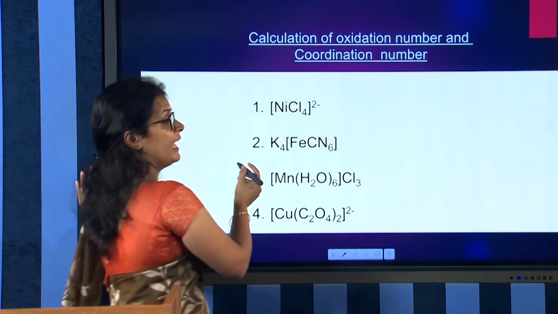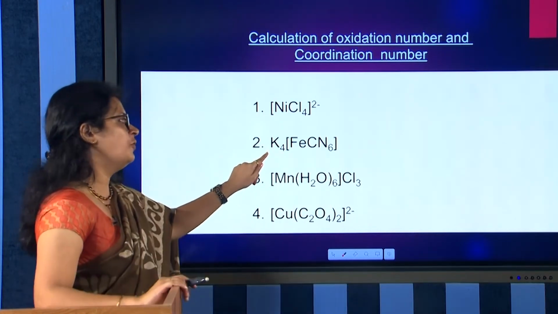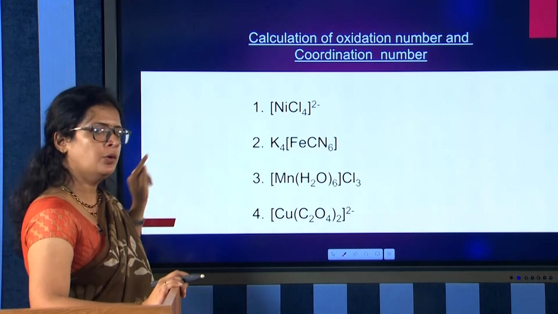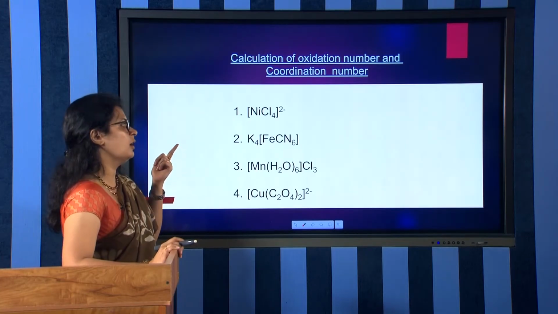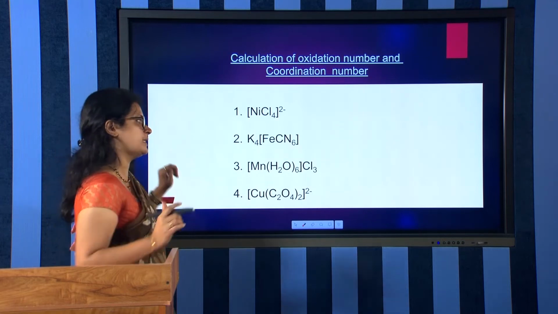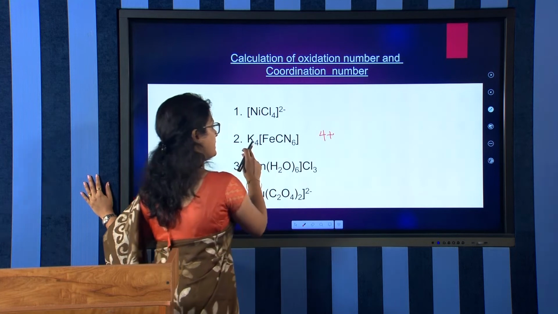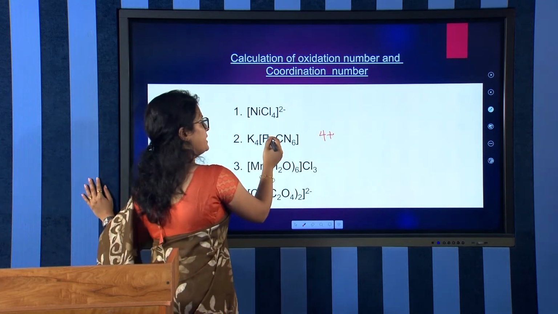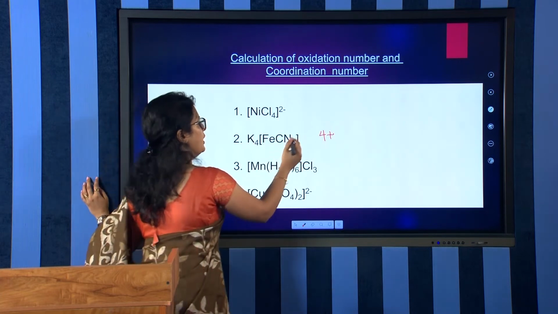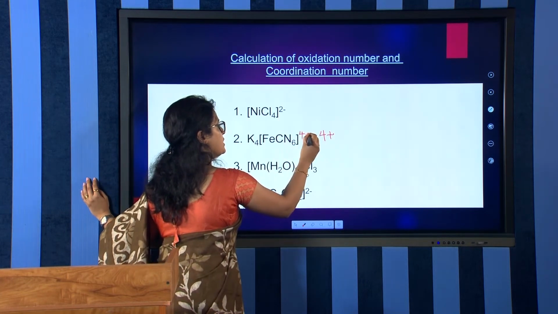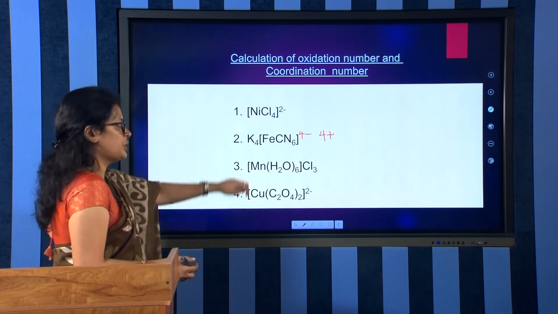Second example is K4FeCN6. See this example. You can see that 4 K plus ions. You know that potassium is having a charge of +1. So, how many potassium ions are there? 4 potassium. 4 plus will be given from potassium in this case. To neutralize that, the whole entity, that is the coordination sphere, the complex ion should carry the charge of -4. 4 minus charge should be given to the coordination sphere.